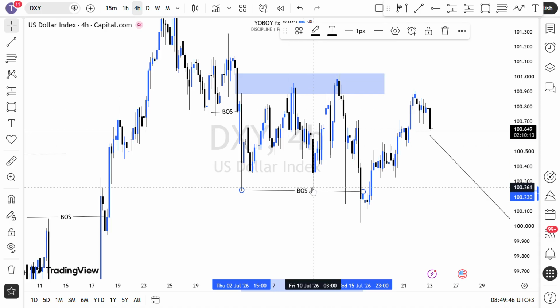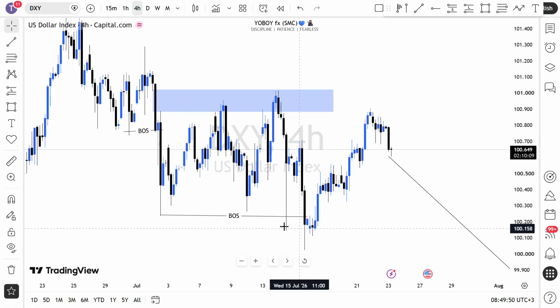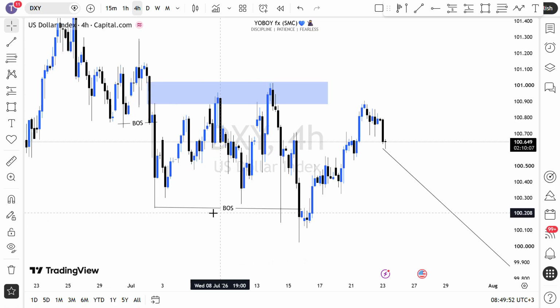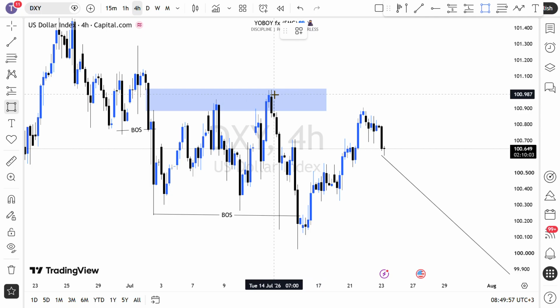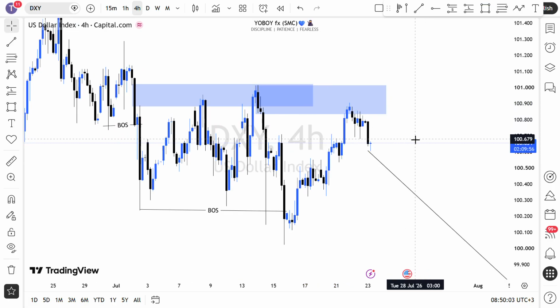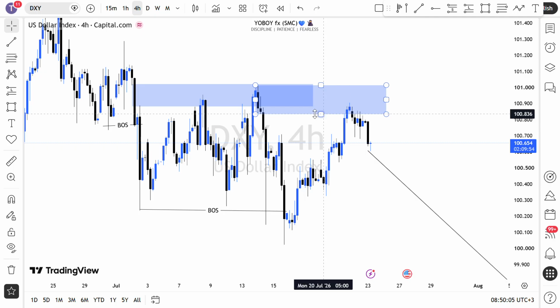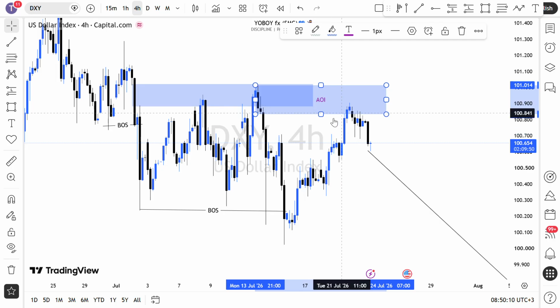Price giving us this recent break of structure, and now we can see clearly that after price giving this break of structure, from a 4-hour time frame we have this supply area on this range. So right now what I'm expecting price to do is to respect this supply area and give us sells from this area.